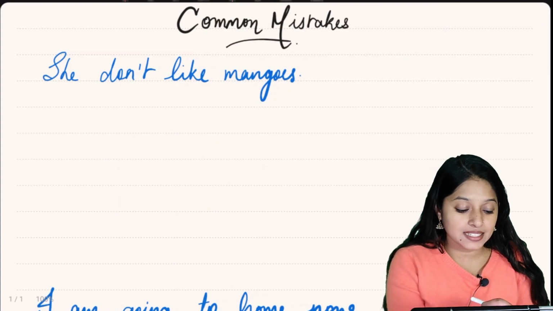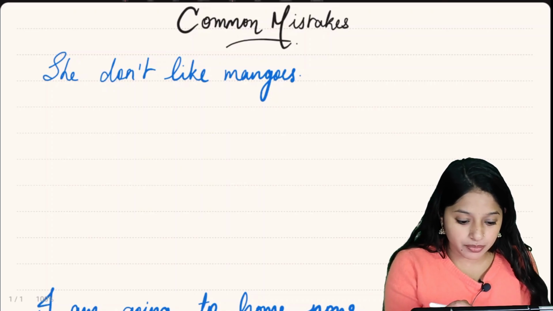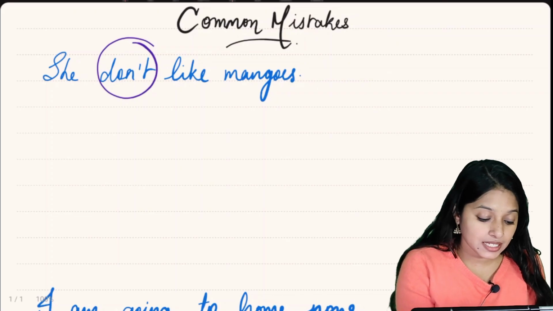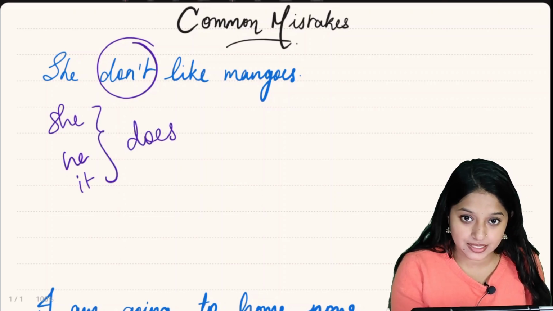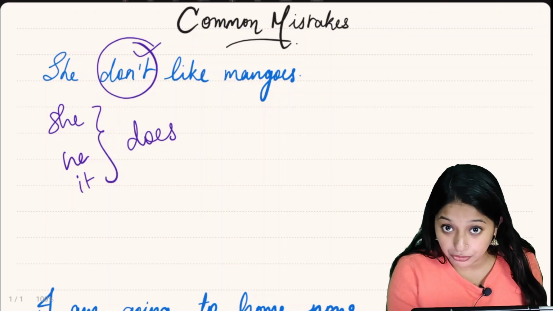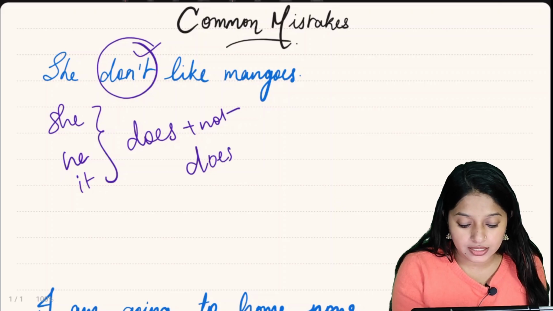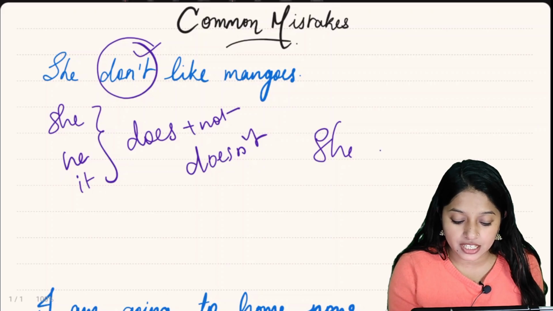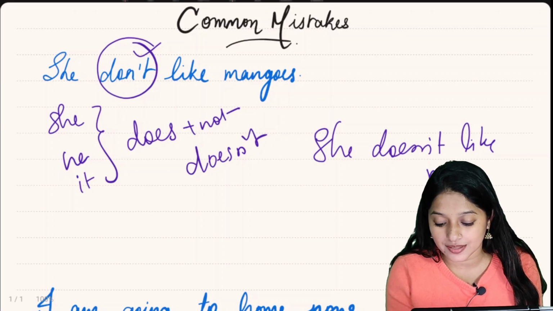So the first sentence is, she don't like mangoes, right? So what is the problem here? Let's understand that first. So don't. With she, he and it, we use does. And since it is in the negative form, we will add not. So it will become doesn't, right? So the correct sentence would be, she doesn't like mangoes.